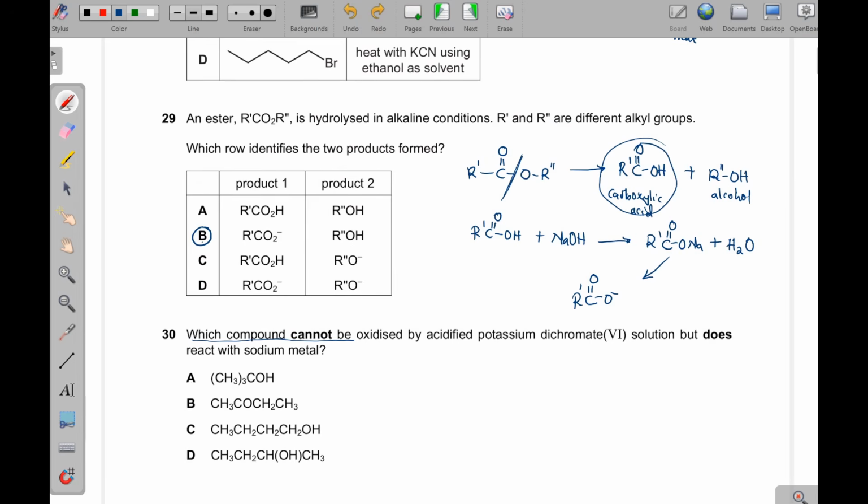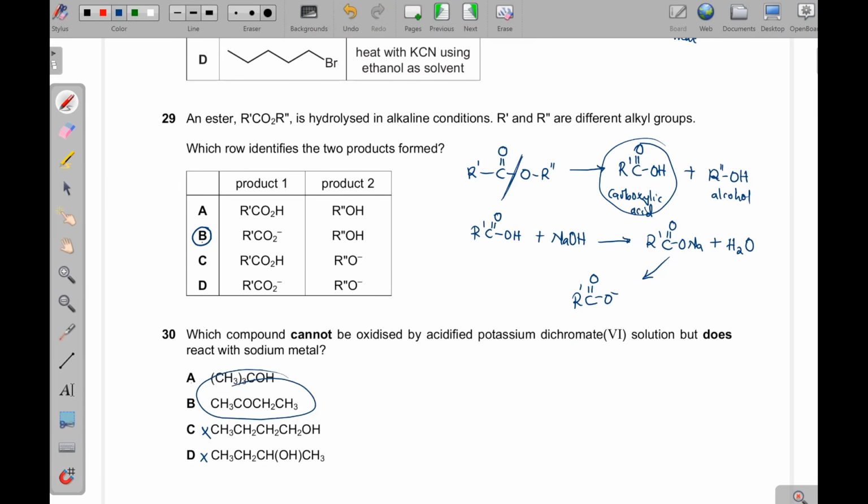Question 30. Which compound cannot be oxidized by acidified potassium dichromate 6 solution but does react with sodium metal? Now, a ketone here cannot be oxidized by potassium dichromate, okay? And also, a tertiary alcohol cannot be oxidized by potassium dichromate. This one can be oxidized, this one can be oxidized. This one will give us first an aldehyde and then later carboxylic acid. Then this one will give us a ketone. You see that? So that means our answers have to be off here, a C and D.